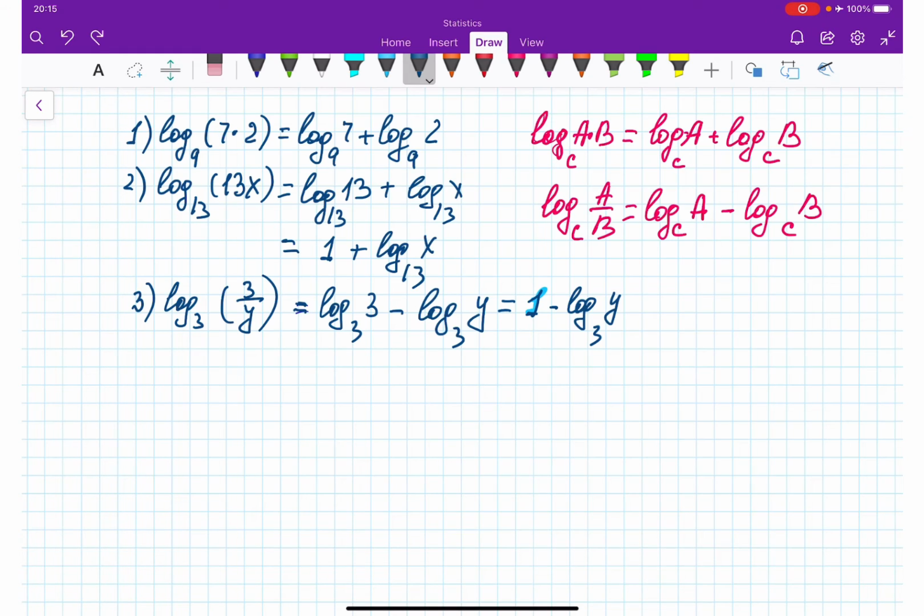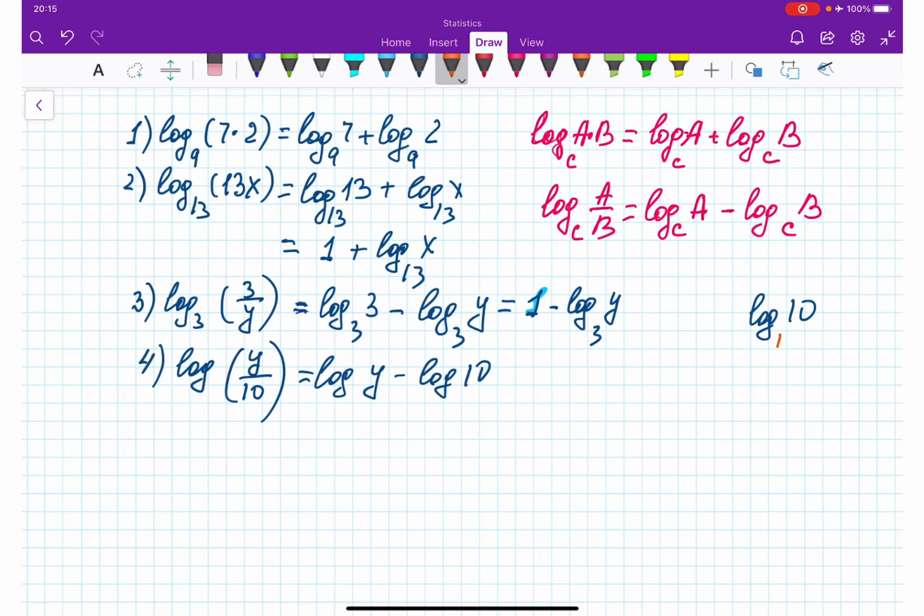Next, question number 4. Logarithm y over 10. So, which means base is 10, right? Because we don't have anything written here, that's why we take it as 10. Okay? So that is equal to logarithm y minus logarithm 10. And logarithm of 10, look, which means base is also 10, because when there is no base, it's 10. How much is it going to be? It's going to be 1, right? 10 to power 1 is equal to 10. So we're going to get logarithm y minus 1.